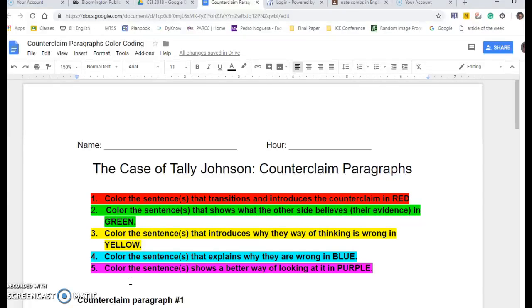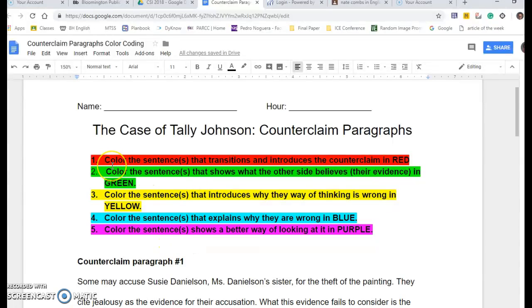Today I'm going to show you a couple counterclaim paragraphs. We've already understood the reason why we read a counterclaim paragraph, but I want to show you what one looks like, and we're going to color code one. The first one we'll do together. The second one I'm going to have you do individually. Let's go ahead and take a look at this really quick.